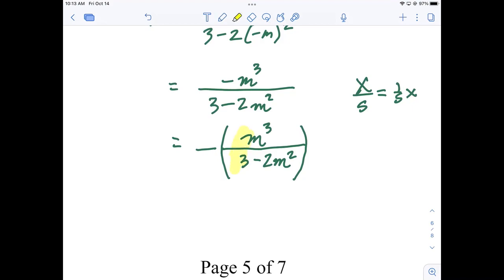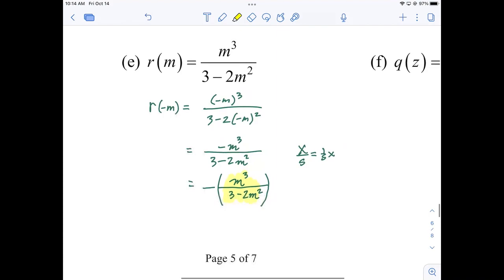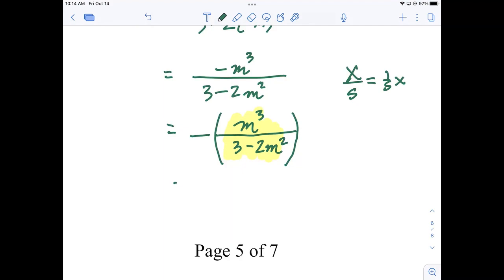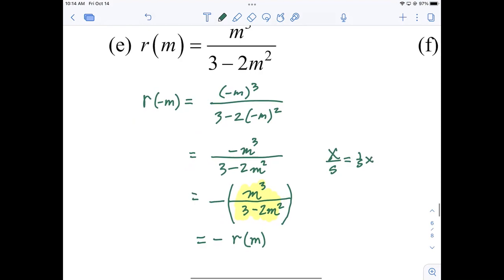look what we have inside here. Is that the same as what we started with? Yes. So then I can replace what's inside the parentheses with R of M. And look what we just did. We just said that R of negative M is equal to negative R of M, which means we got ourselves a what type of function?